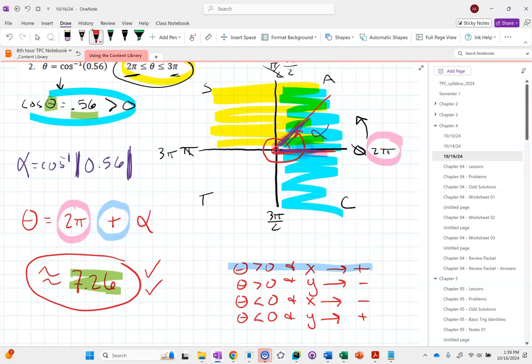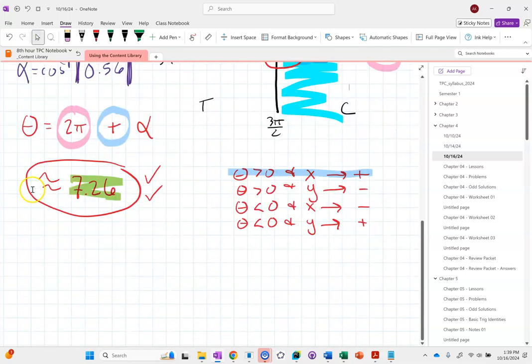Can you do one that's not a calculator? Yeah, you want to do a unit circle one? You want me to pick the worst unit circle one? No, just a normal one. Just a normal one. Okay.